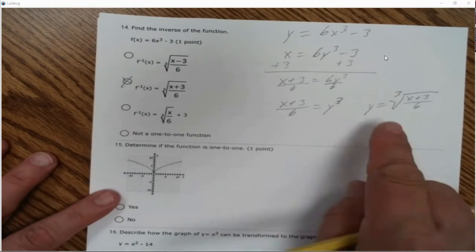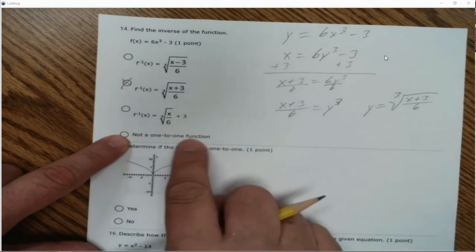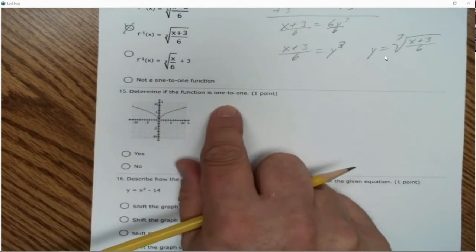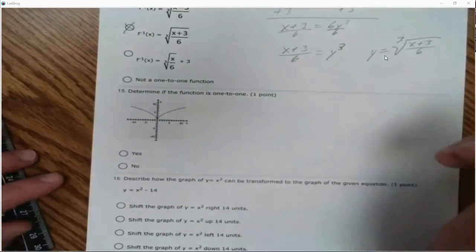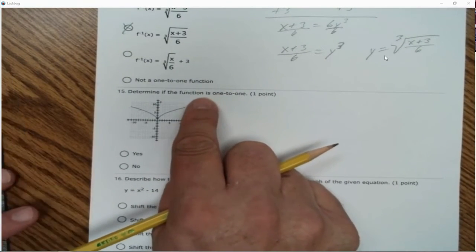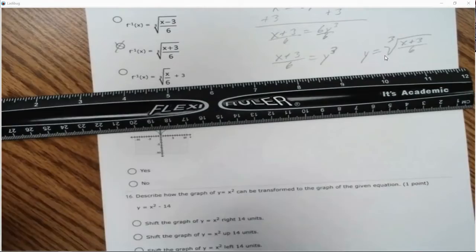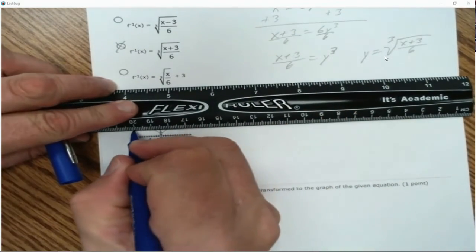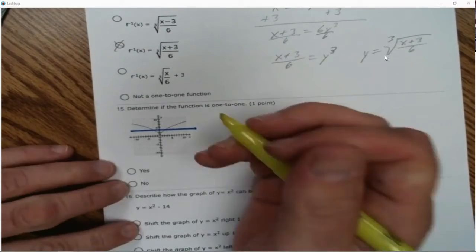So since they have an inverse function, then they are 1-to-1. It says determine if this function is 1-to-1. Basically, does it have an inverse function? The way we check to see if something's a function is with the vertical line test, right? To figure out if it's 1-to-1, which means is there an inverse function, we have to do a horizontal test. So if I draw a horizontal line, I'm going to do it with a blue pen here, it should only cross through the graph one time if it has an inverse function, if it's 1-to-1.